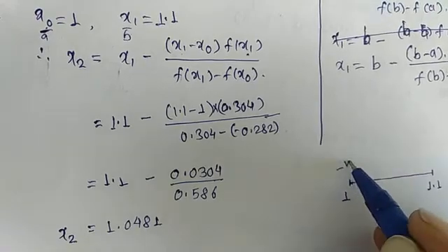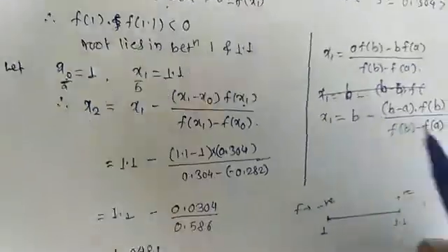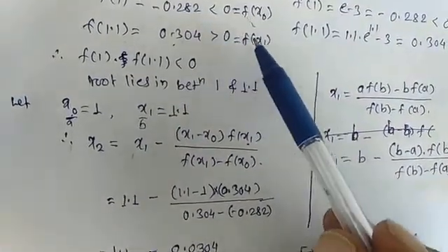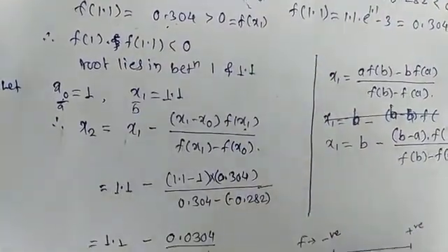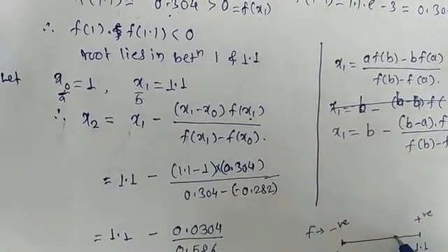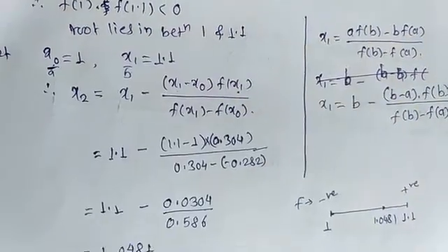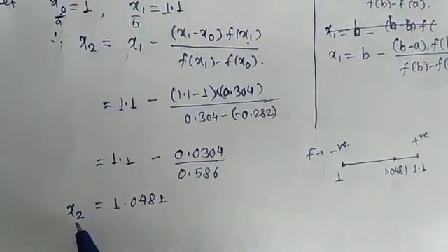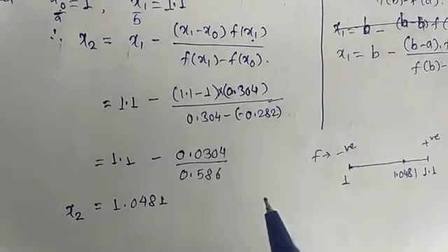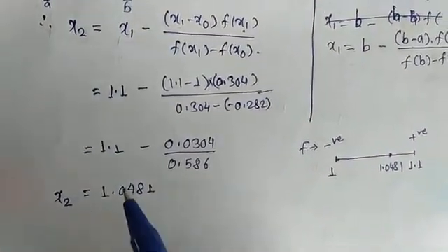Here the functional value of f is negative and here it is positive. Okay, here f is less than 0 and at 1.1 it is greater than 0, and the value will be near 1.0481. Now we have to check whether the value of f of x2 is 0, or near, negative or positive, so we can say whether x2 is a root or not.